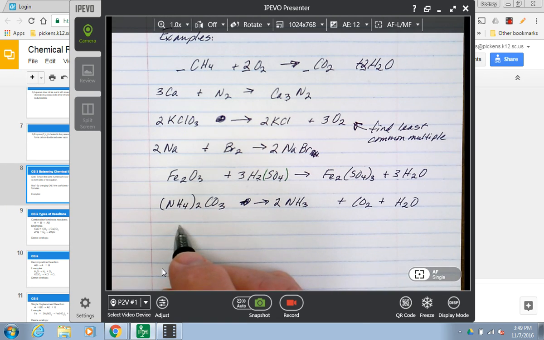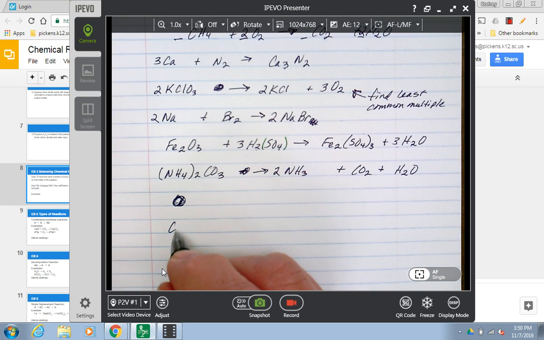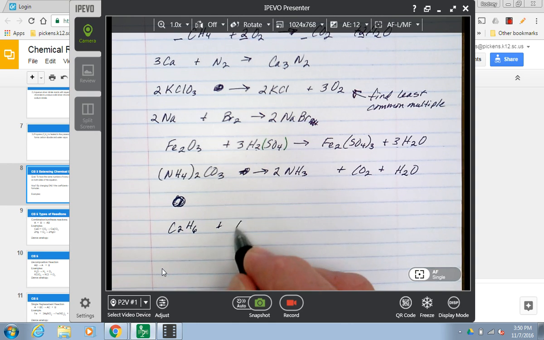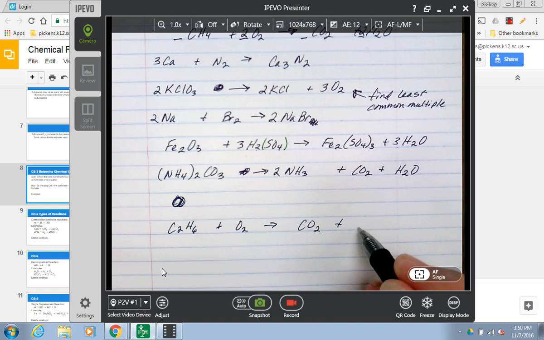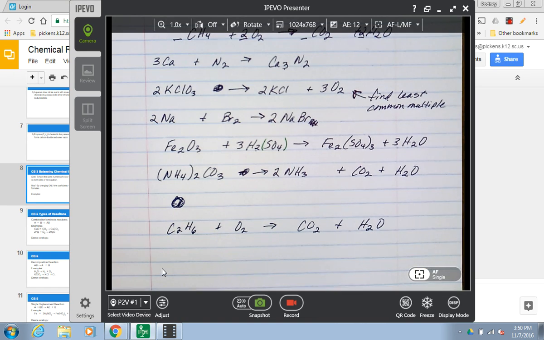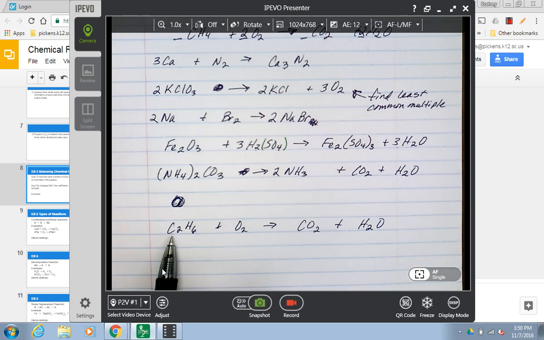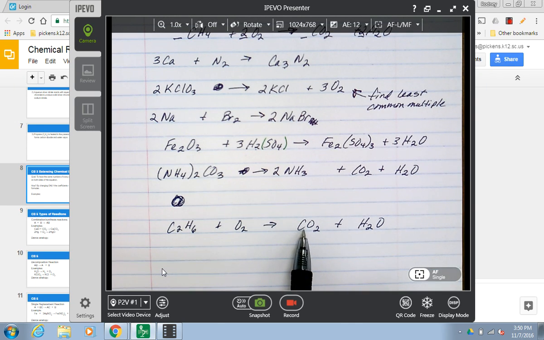All right, let's try another one. Let me start over with this one. Let's go C2H6 plus O2 produces CO2 plus H2O. All right, this will be an interesting one. All right, so we start out with carbon. We've got 2 on the left and only 1 on the right. So let's go ahead and place a 2 right here.